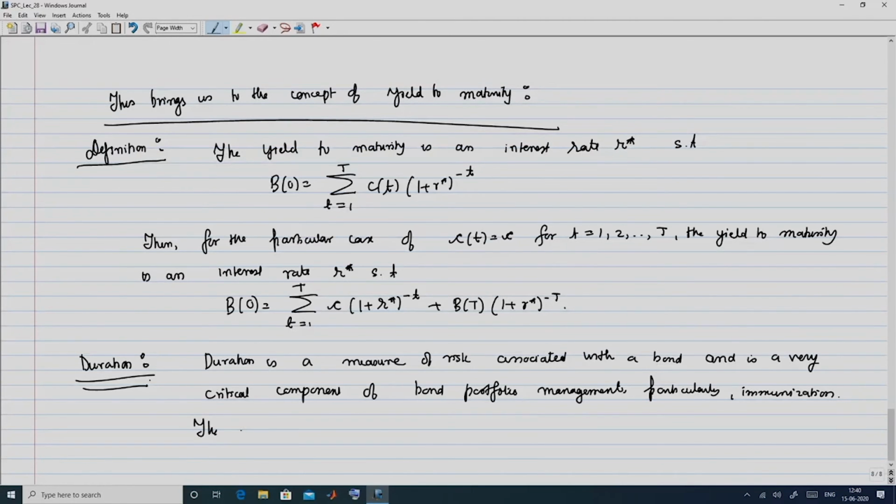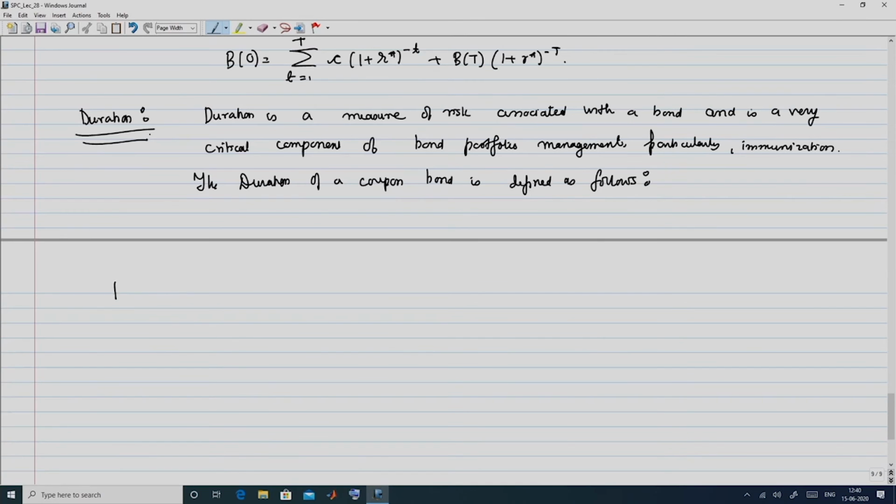So, the duration of a coupon bond is defined as follows, and the definition is: the duration is summation of t equal to 1 to capital T, 1 over B, into t of C of t divided by (1 plus r) raised to t.